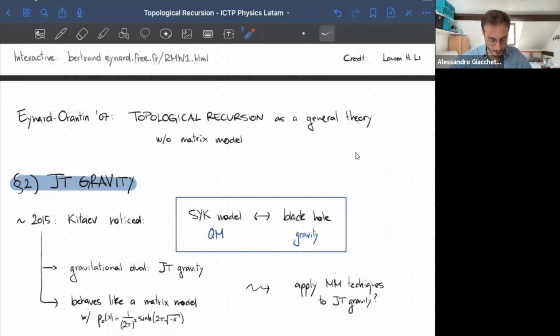But also people understood that this SYK model behaves like a matrix model, with a very specific spectral density, which is this one here. And so people got excited because they thought, well, maybe we can try to apply matrix model techniques to JT gravity and try to study JT gravity with these more powerful techniques from matrix models.